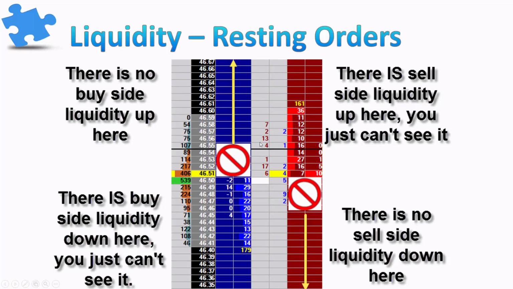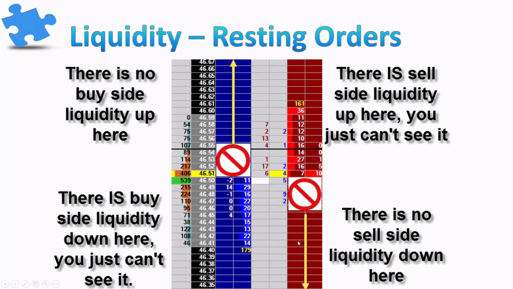On the sell side, the ceilings, there is liquidity above you. There is liquidity all the way up here above what you can see, but it's just not visible. Your data provider doesn't give it to you. But there is no sell side liquidity below the current price. It's impossible. And that is very important.